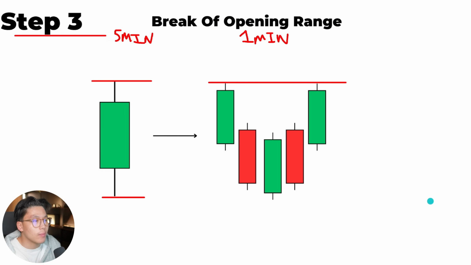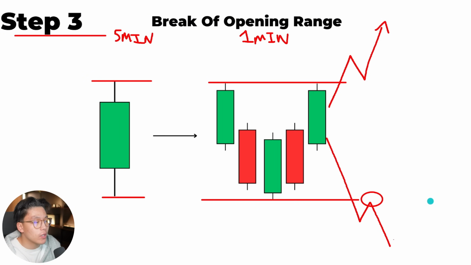So what we can do is mark out the opening range high, mark out the opening range low, and now what we want to do is wait for the break above, retest, continuation towards the upside, or a break underneath your opening candle range low on the 5-minute for continuations towards the downside. So now let's go on to step number 4.